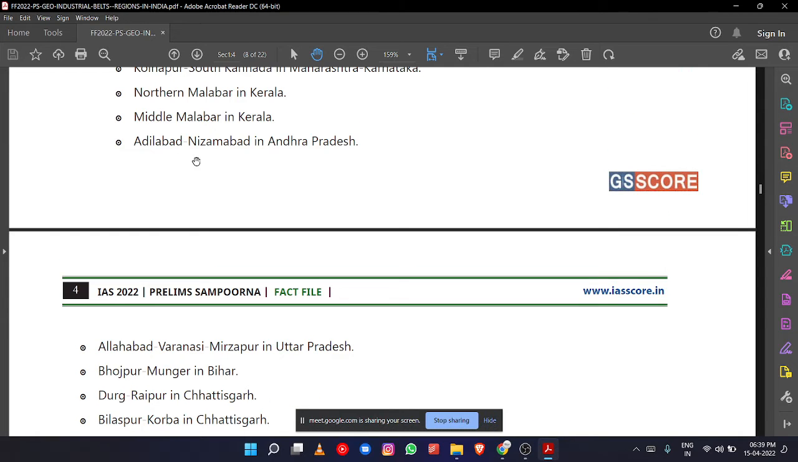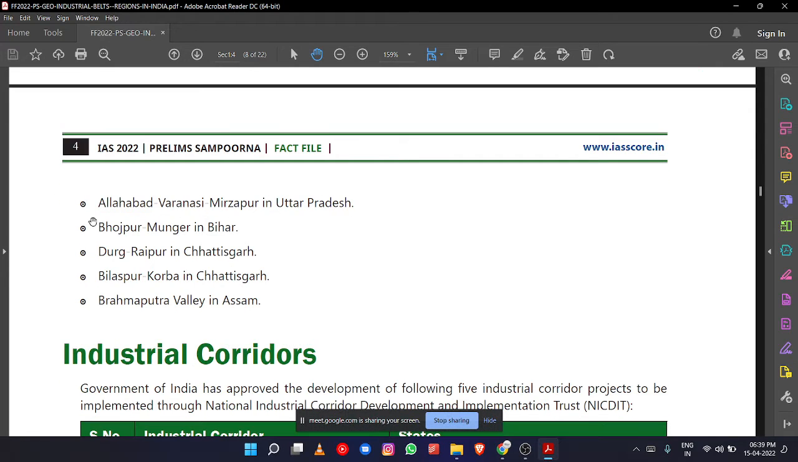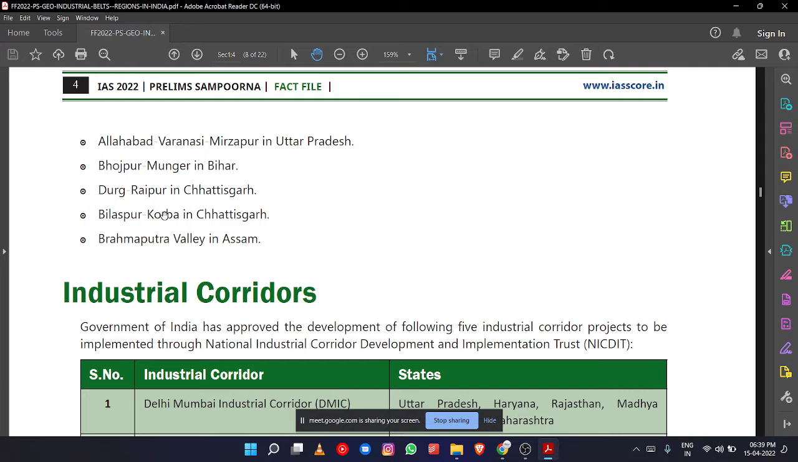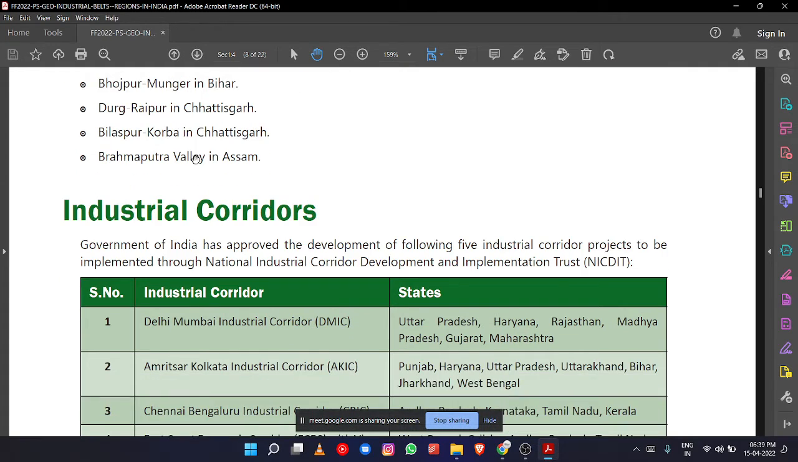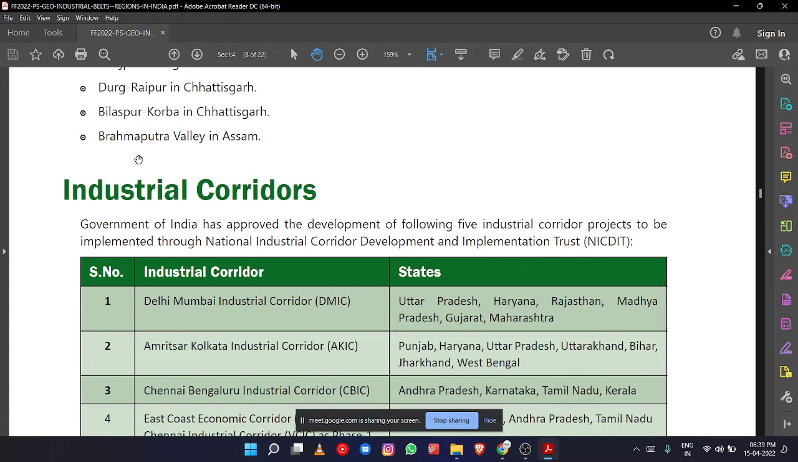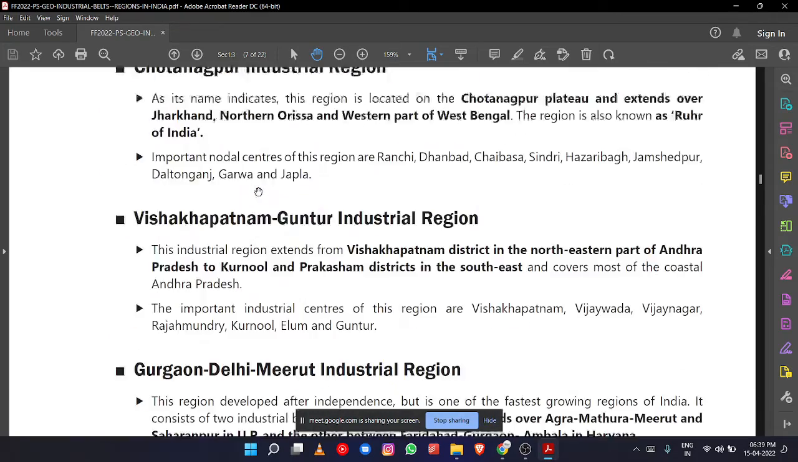So presently it is belonging to Telangana area. Allahabad, Varanasi, Mirzapur area in Uttar Pradesh, Bhojpur, Munger area in Bihar, Durg and Raipur area in Chhattisgarh, Bilaspur and Korba area in Chhattisgarh, and Brahmaputra Valley of Assam. These are the minor industrial regions in India. Just have a glance at it.